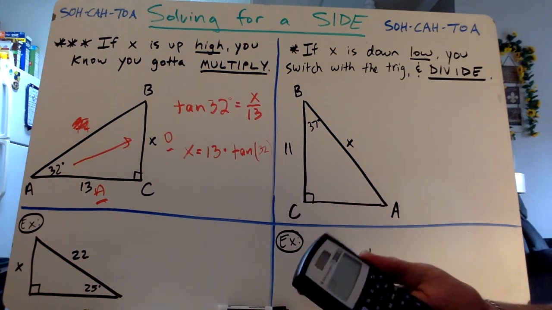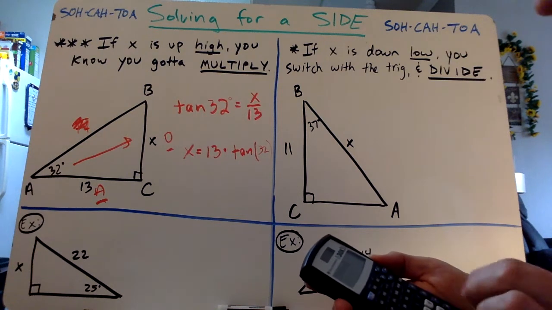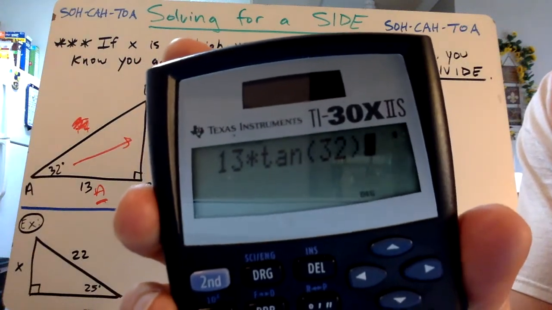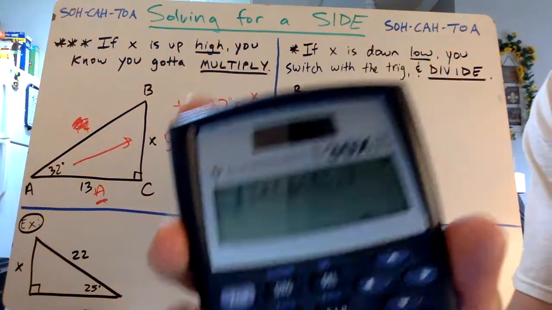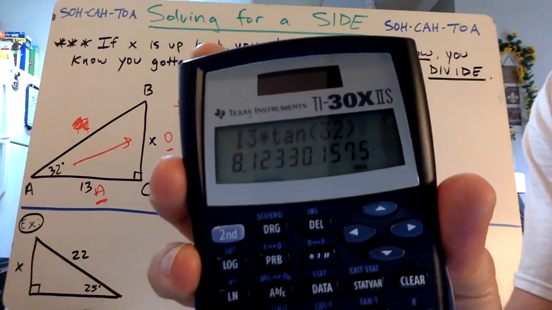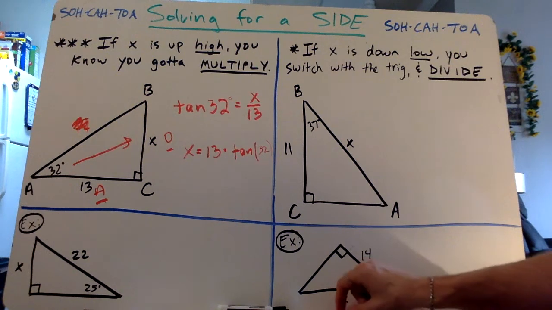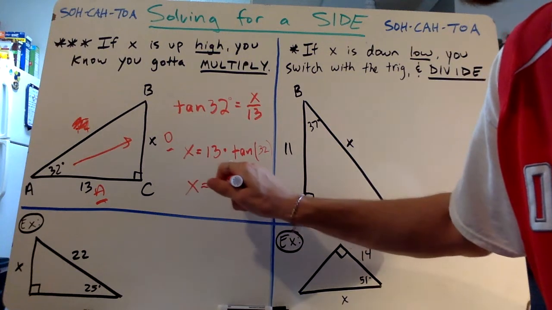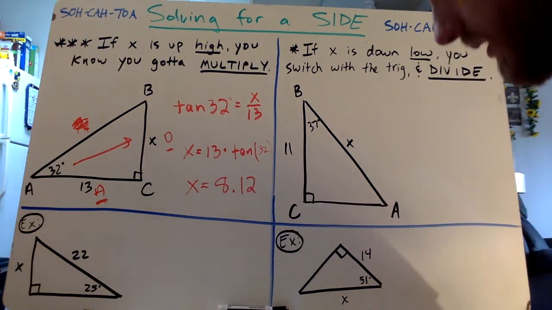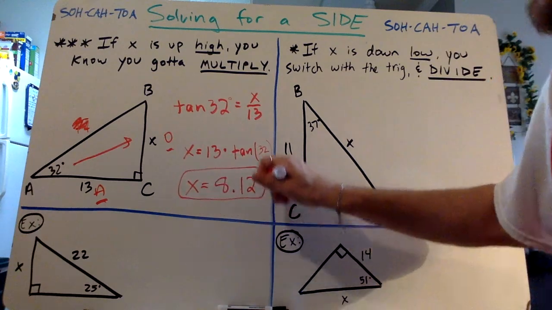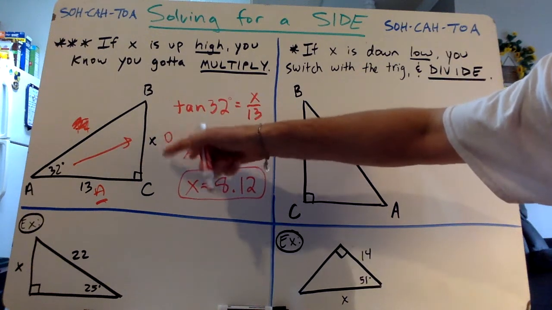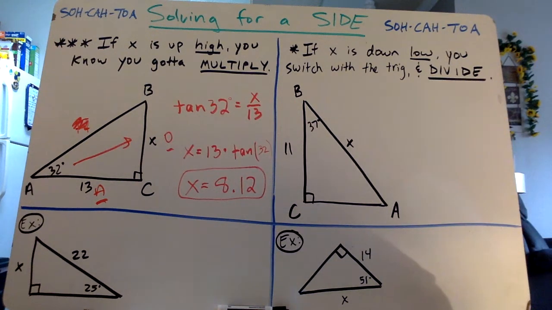So 13 times tangent of 32. That's what I have in my calculator, because that's my angle. Click enter. Boom, 8.12, so 8 and 12 hundredths. Just round to the nearest hundredth. So I'm going to say x equals 8.12. There's no unit, so I'm just going to box that up. And that, guys, is how you solve trig. That is how long this side is right there, 8.12. Okay? Let's do one more like that.